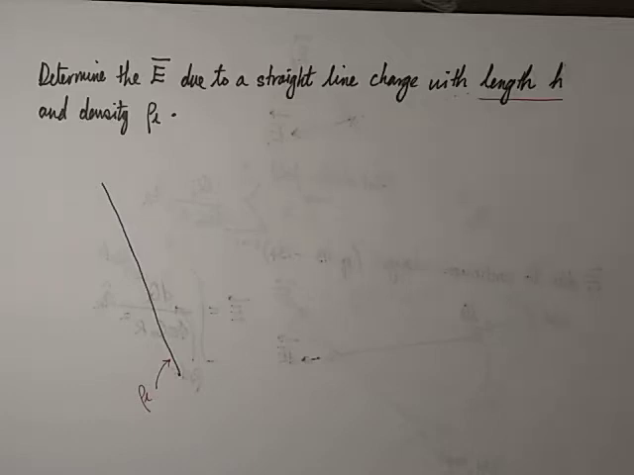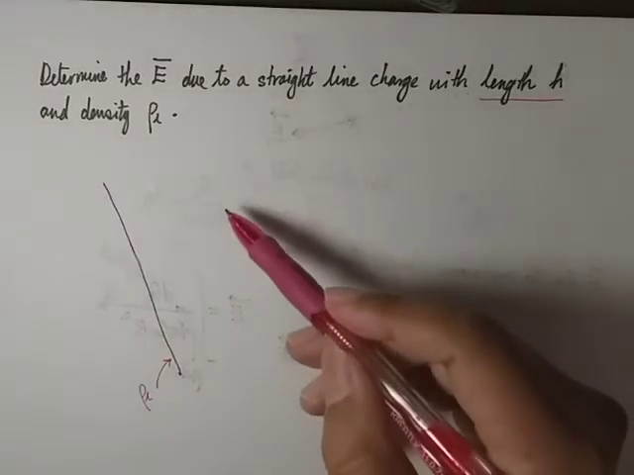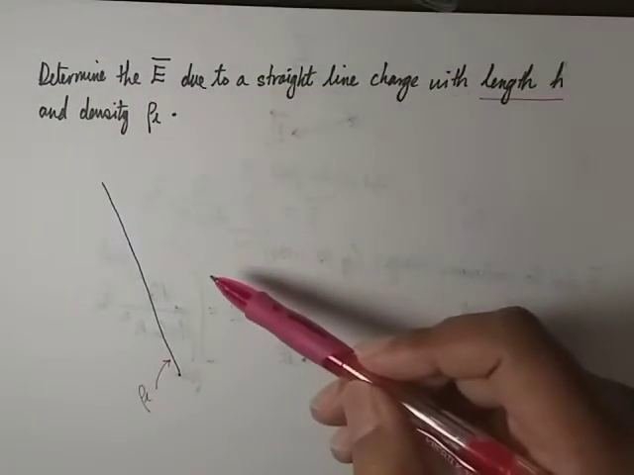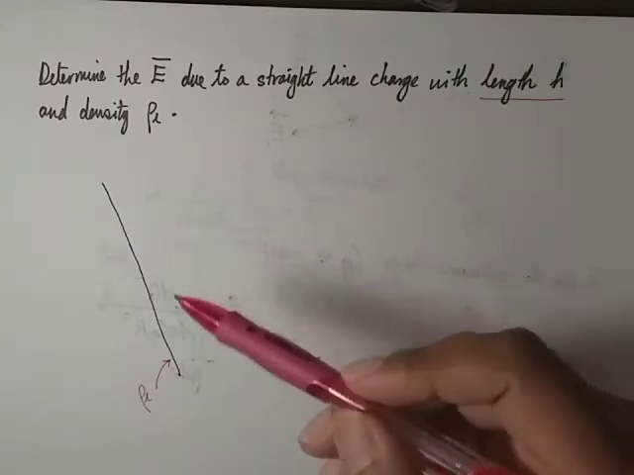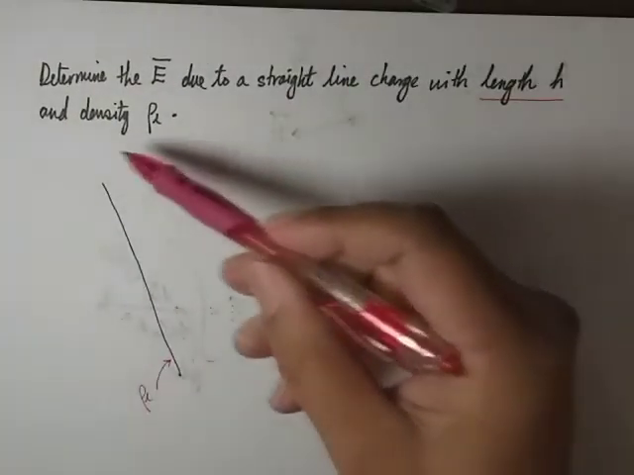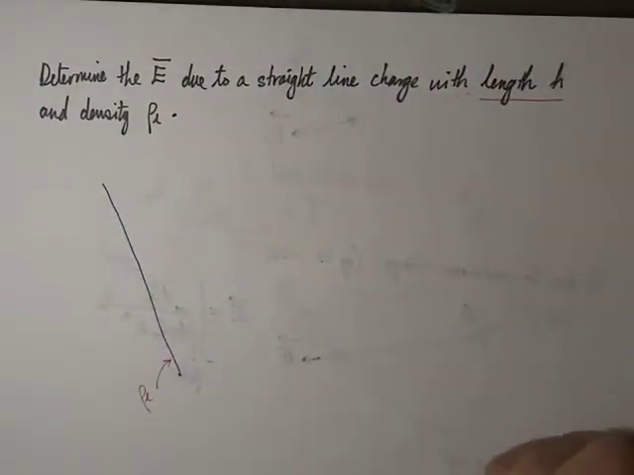The electric field due to the line charge. So meaning that any point surrounding this line charge is the objective here. You want to find the electric field at any point surrounding this particular structure.